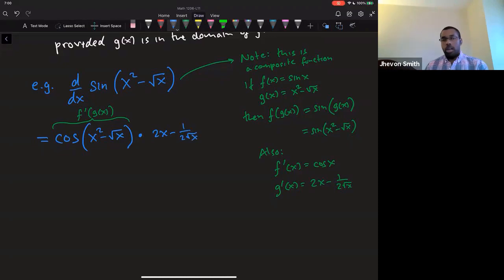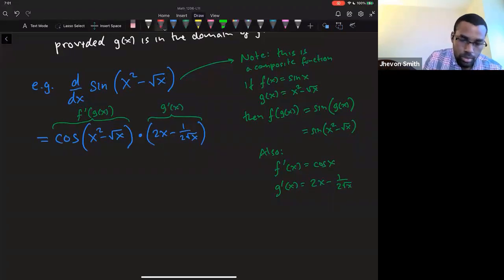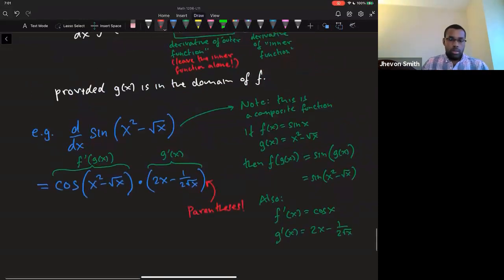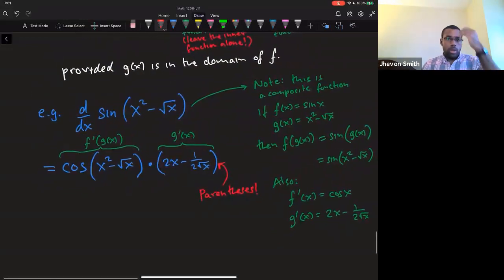Now, obviously there's something missing here, or hopefully it's obvious that there's something missing here. You need parentheses. So this here is your g prime of x. Okay. So that would be the derivative.